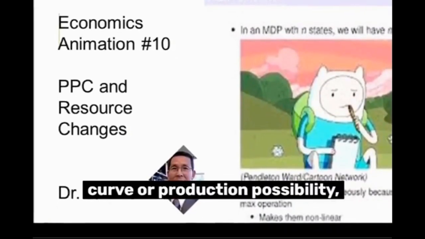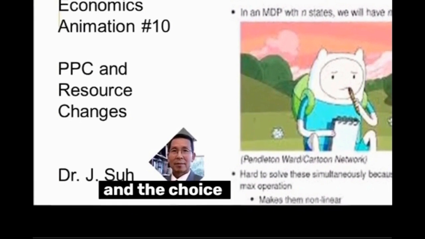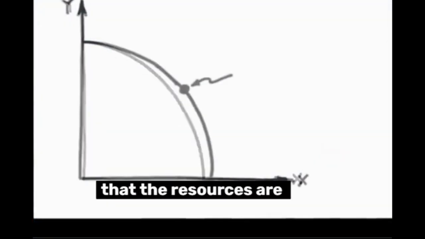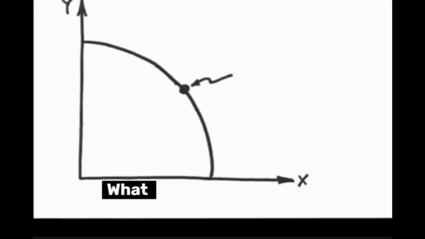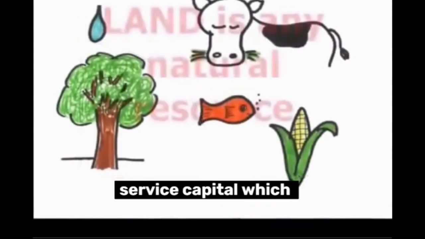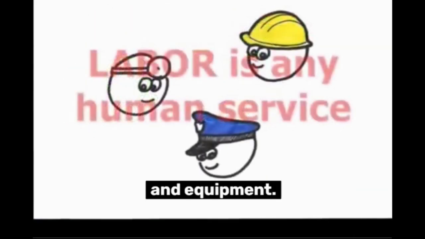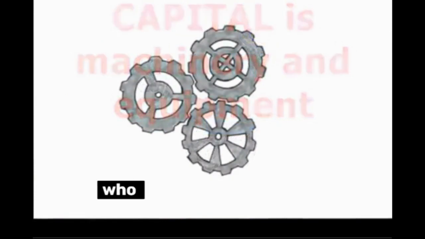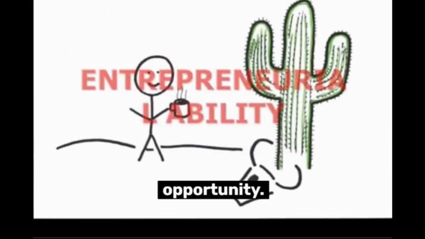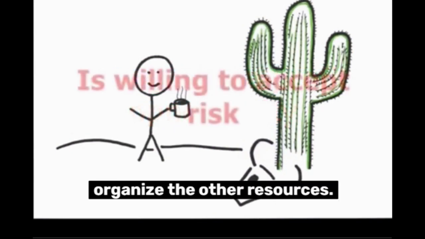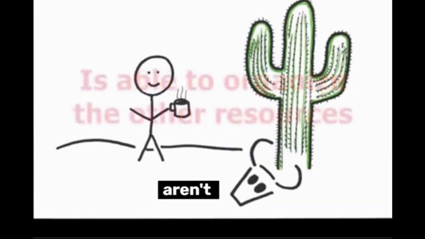In a whole societal scenario, the production possibilities curve or production possibilities frontier is fixed, and the choice will be some point on that fixed curve. This stems from the original assumption that the resources are fixed. Just as a quick recap, what are the categories of resources? Remember, land is any natural resource, labor is any human service, capital, which is not money, is machinery and equipment, and the last category is entrepreneurial ability, where the entrepreneur is someone who, 1, recognizes a profit opportunity, 2, is willing to accept risk, and 3, is able to organize the other resources.